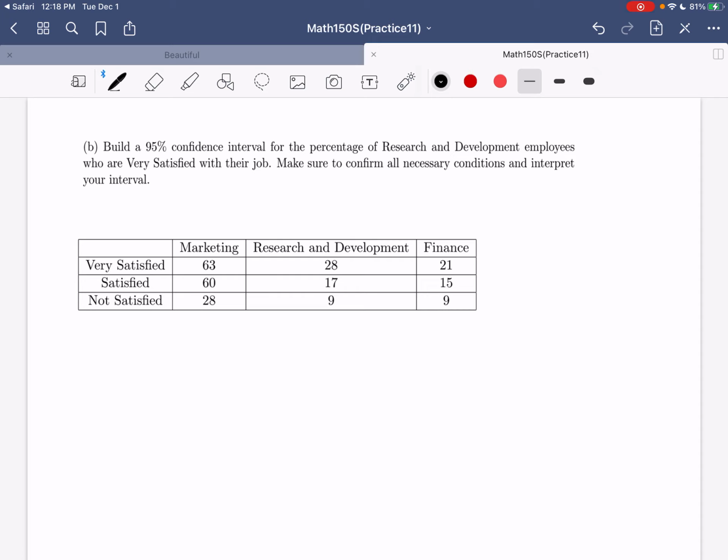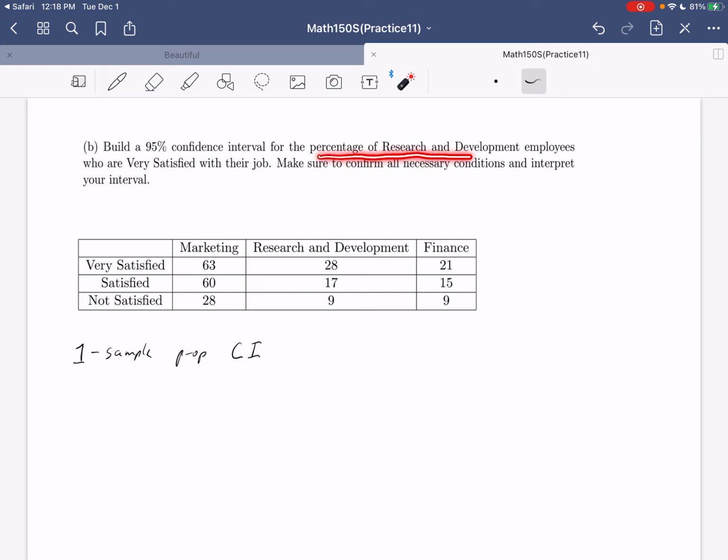What would it sound like if it was a two sample proportion? Well, then it would say the difference in percentage between two groups. But in this case, it's the percentage of a single group. So this is going to be a one sample proportion confidence interval. Now, we have a lot of sort of data here, so we have to be a little bit careful.